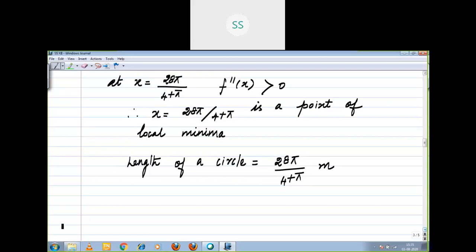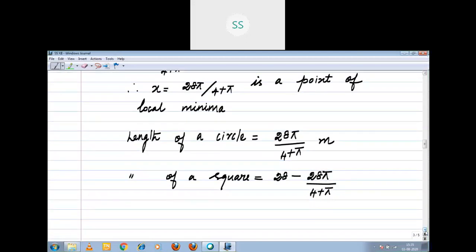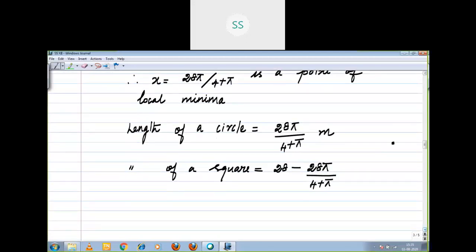Next, square. Length of a square equal to 28 minus x. Your x value is what? 28 pi divided by 4 plus pi. Right, 28 pi divided by 4 plus pi. Here you have to take a LCM. 28 fours are 112. You have to multiply and then write the answer correctly. Right, 112. Right, children? Yeah.